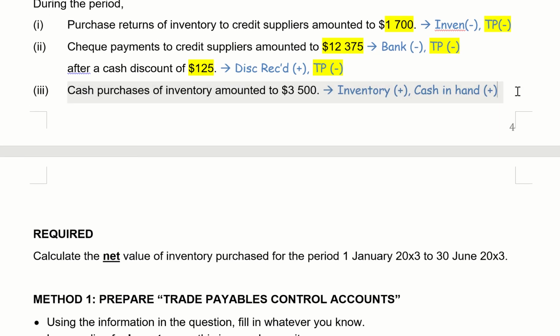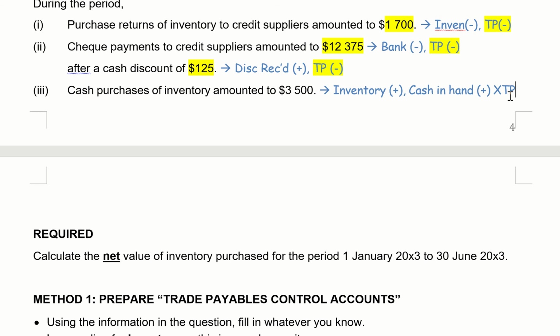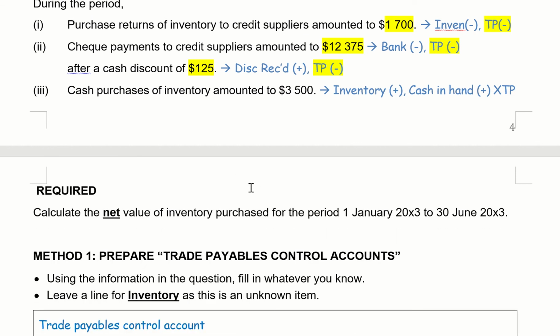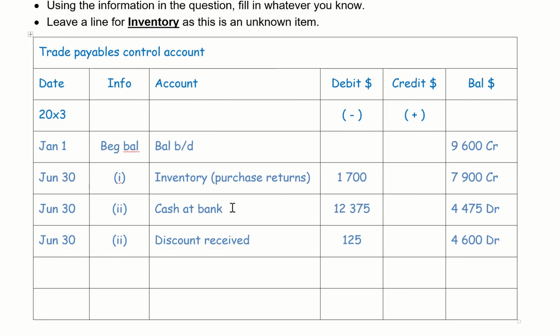Oh, let me type it down at the back. Okay, so no need for trade payables. Cash purchases for inventory don't need to be recorded in the trade payables account. Right, so let's take a look at our trade payables account. Okay, so now we have recorded up to here, but how do I proceed? So I just want to remind you, take a look here.